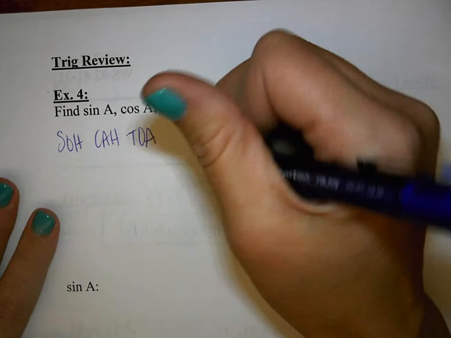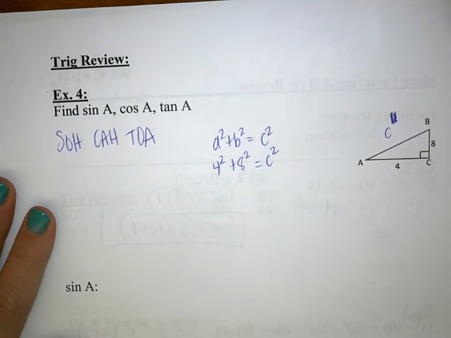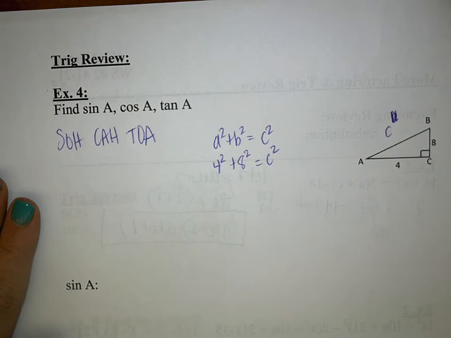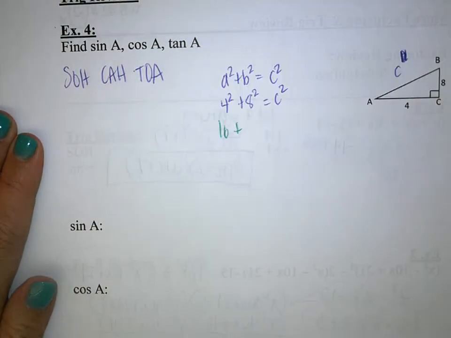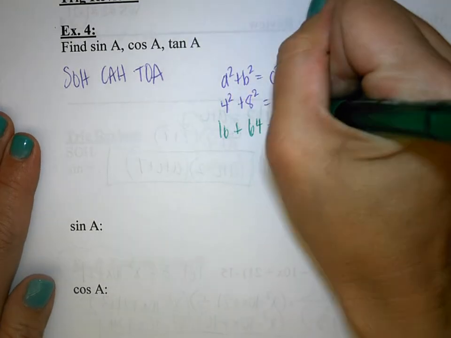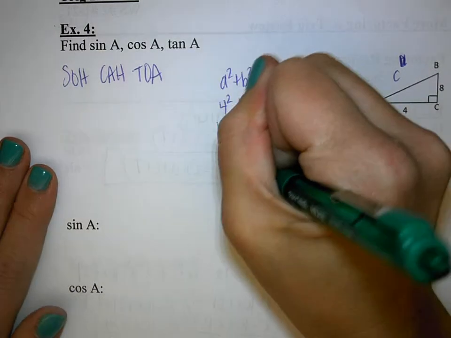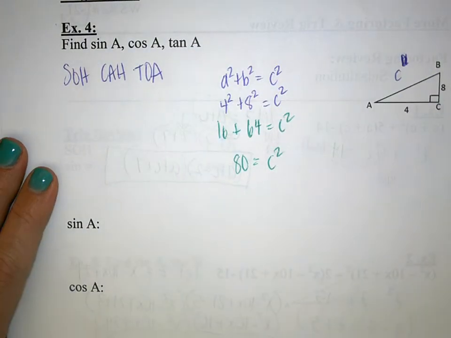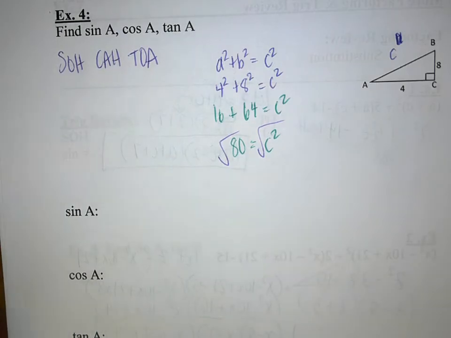So 4 squared plus 8 squared equals c squared. What's 4 squared? Okay, so 16 plus 8 squared equals c squared. We add 16 and 64, which is 80. And now what? Good. Take the square root of both sides. You want to do your factor tree on 80. So what numbers multiply to be 80?